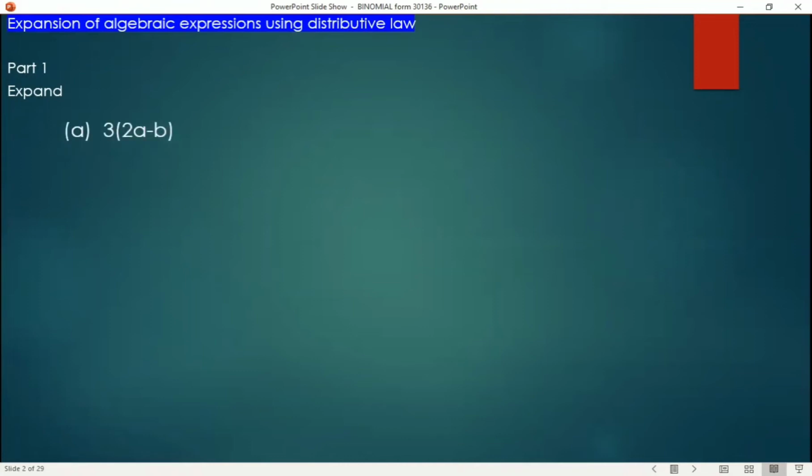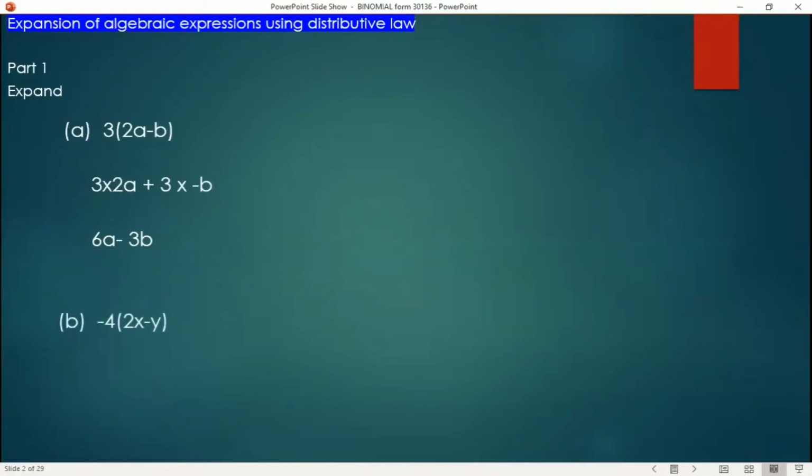So if we have 3 multiplied by (2a minus b), it's 3 multiplied by 2a plus 3 multiplied by minus b. So the final answer is 6a minus 3b. Please be very careful with the multiplication. That is, plus times plus gives plus, and plus times minus gives minus. So 3 into bracket multiplied by 2a minus b gives 6a minus 3b.